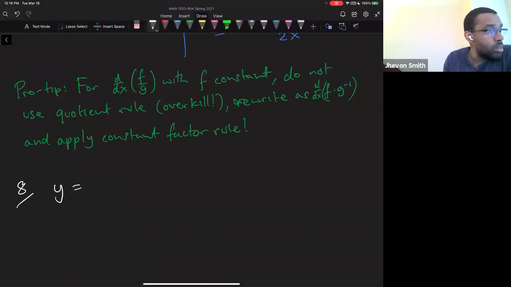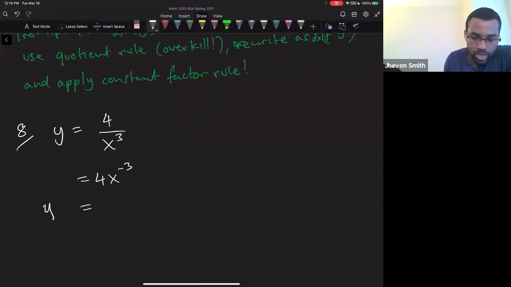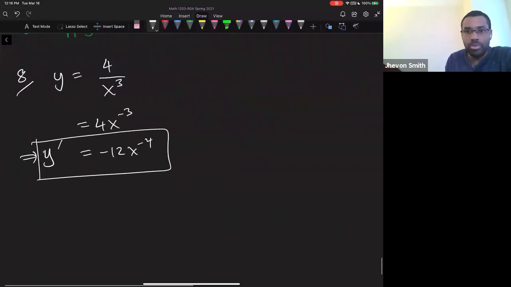So here, like 8, we have 4 over x cubed, and now you already see where this is going. I can just realize that that's 4x to the minus 3. So the derivative is going to be minus 12x to the minus 4. Right? Don't need the quotient rule. Don't need to worry about simplifying stuff and multiplying and dividing by LCDs and all that stuff. That's just the answer.